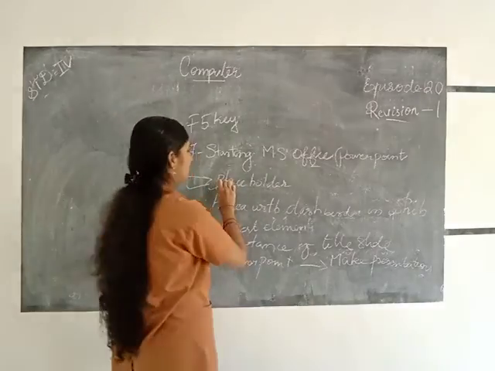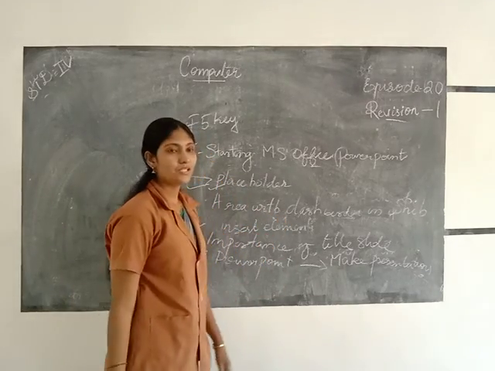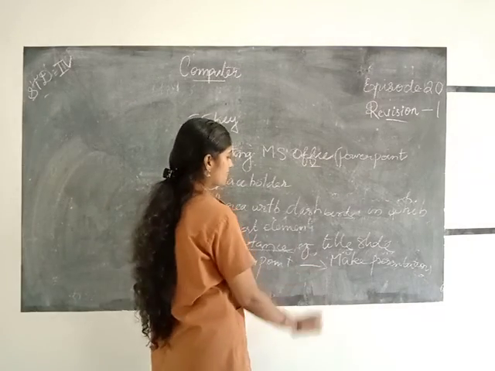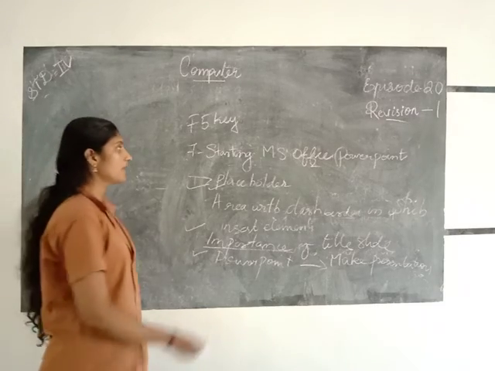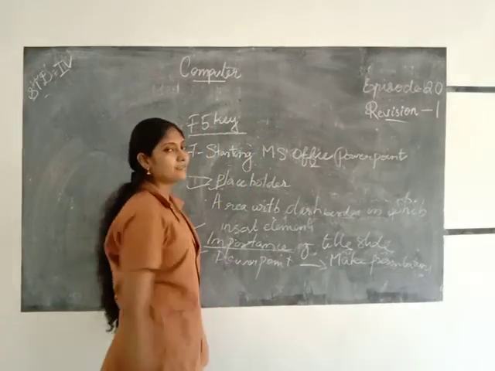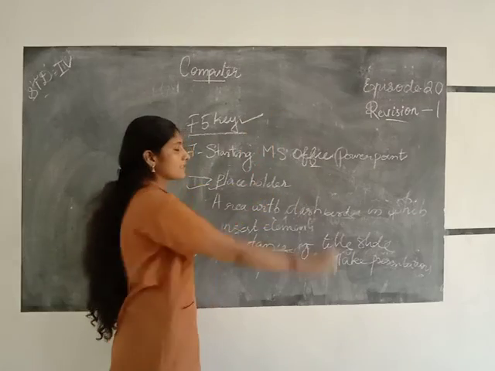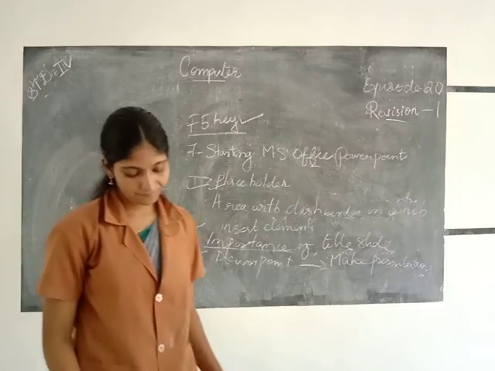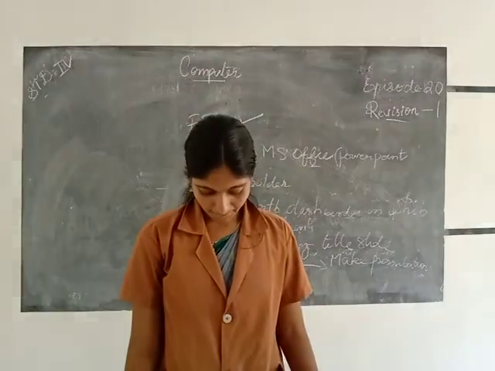So once again, a placeholder is the area with a dashed border in which we can insert elements. Then the importance of titles: it gives an idea about the topic. Then PowerPoint is the software used to make presentations. Then you can start the slide using the F5 key. Okay, understood? Then next one.